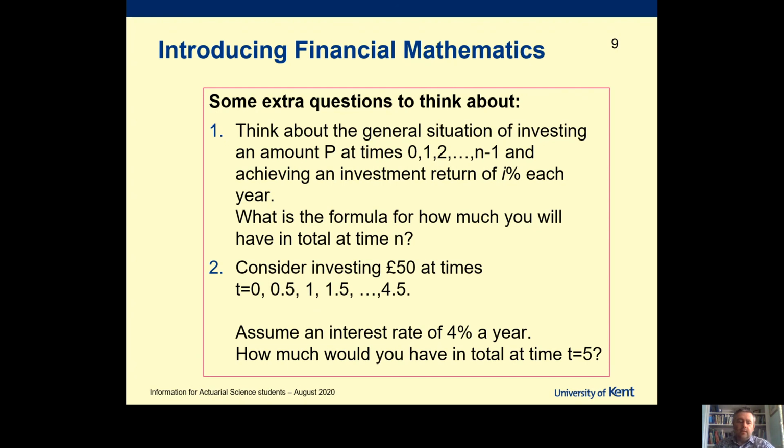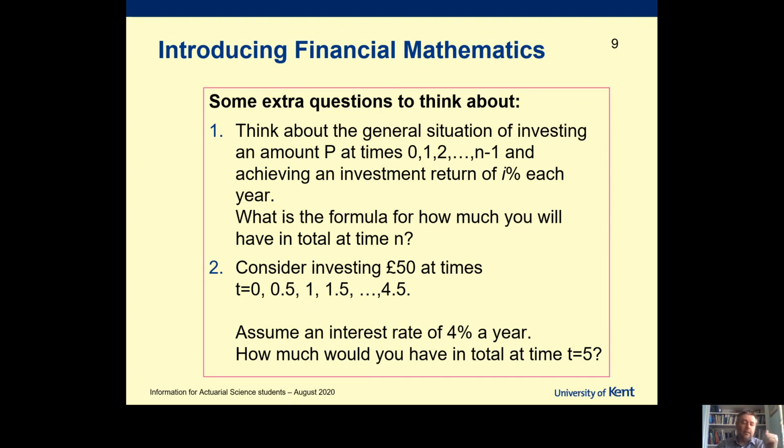We can then also change the conditions slightly. So question 2, rather than investing £100 once a year, we're going to invest £50 every half year. So we're going to make a total of 10 of these payments. In total, we'll still have invested £500, but the timing has changed. Rather than 0, 1, 2, and so on, it will be 0, 0.5, 1, 1.5, and so on. We'll have the same interest rate, 4% a year. How much will we have in total?